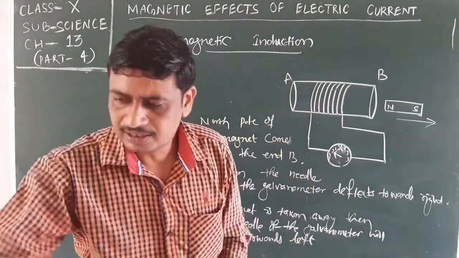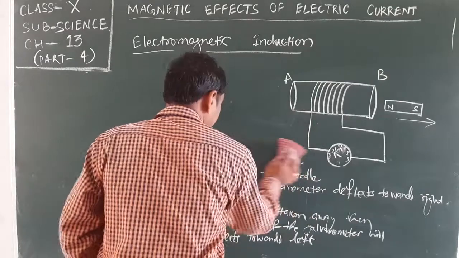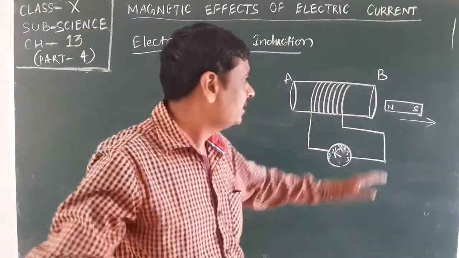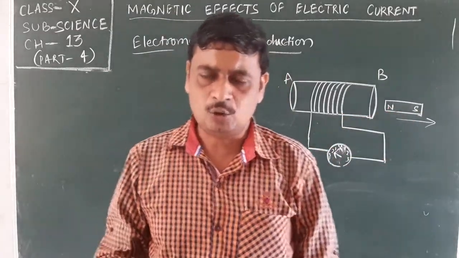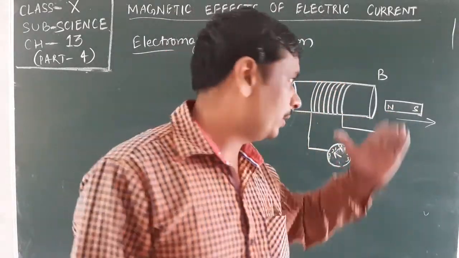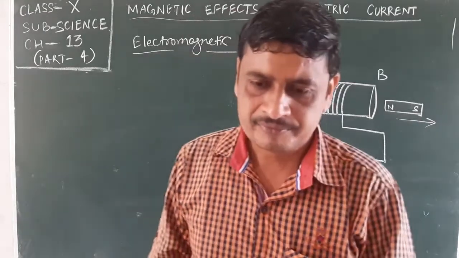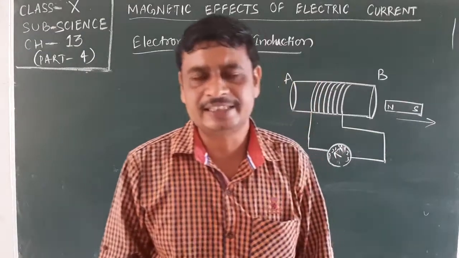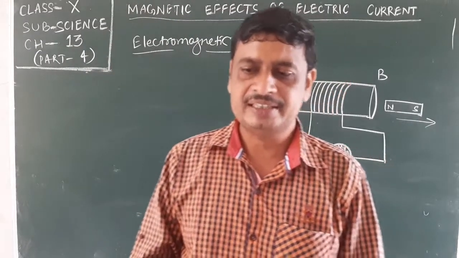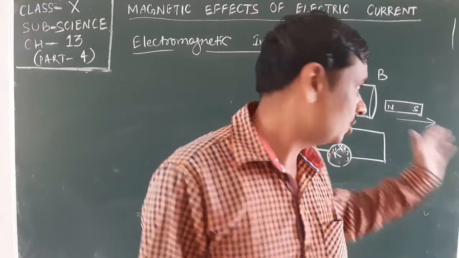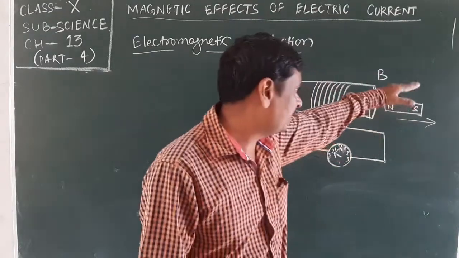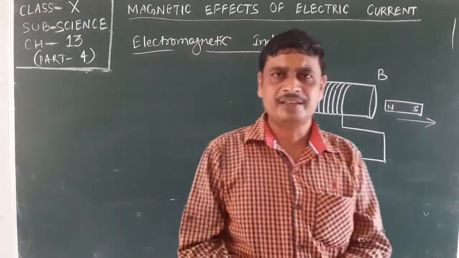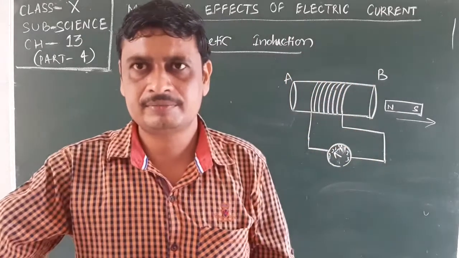And after this activity, now the bar magnet is kept stationary and the coil is moved towards the magnet and away from the magnet. In both cases, we are getting the deflection of the needle of the galvanometer. That means whenever a coil and a magnet come towards each other, a current is set up there.